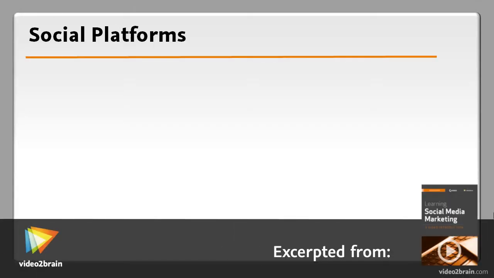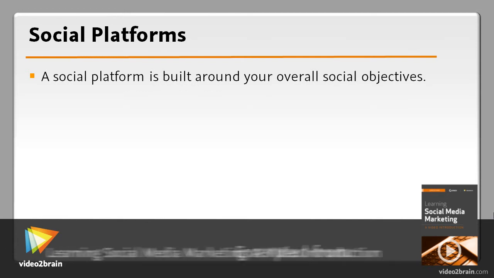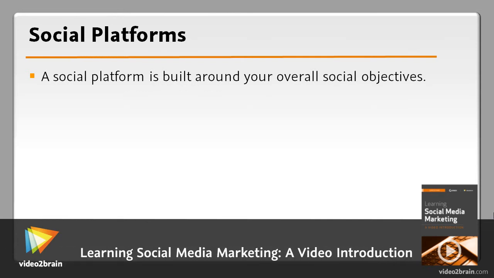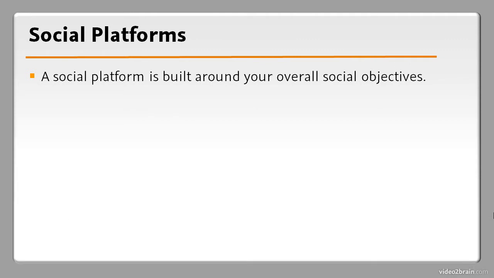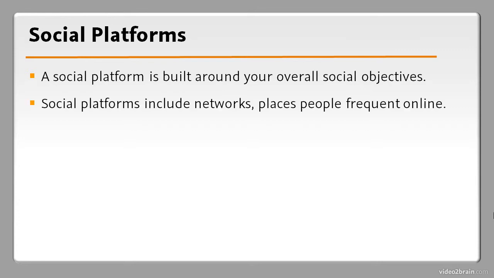Social platform is really the embodiment of your overall social objectives, the tools, technologies, everything that you're going to use to create your presence, create your overall interactive or social experience on the social web. The platform itself includes the networks, places people frequent online. It's built around the applications, around the things that people use, around the sites that they visit. And again, your overall strategy kind of pulls all this stuff together into this idea of a social platform.